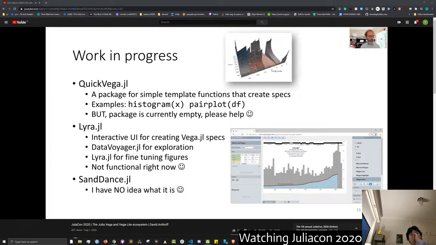The final package that I'm working on is called SandDance. I have to admit, I have no idea what that is. It's some JavaScript package that integrates with Vega and VegaLite and creates really fancy 3D interactive graphics like the one that I've shown here. And I managed to wrap it in the Julia package, so you can open it, but that's the level of understanding that I have about this package. So that will require a little bit more work.